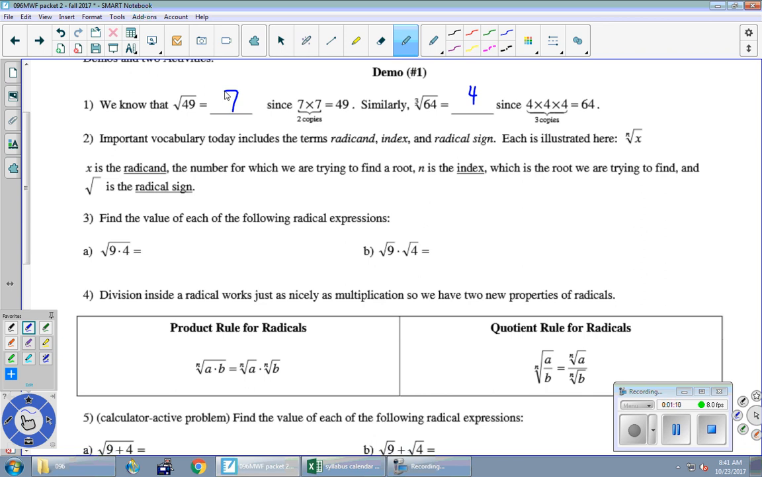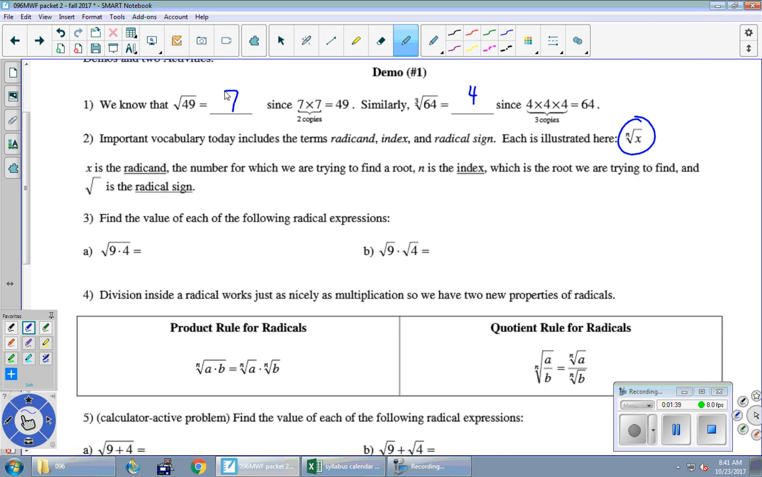Okay, so some vocabulary illustrated in this expression right here, the nth root of x. That x right there is called the radicand. That's the thing that's inside the radical. That little n over there, that's called the index. It's telling us how many copies of the number we're interested in, like a cube root of 64 said 3 copies of the right answer. And then the symbol itself is called the radical sign.